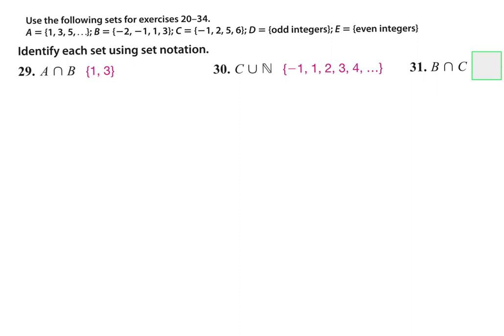And then the last one. What does this symbol mean? Intersection. So I want B intersected with C. All right? What numbers intersect both? Yeah. So there's only one element in that set of numbers, -1.